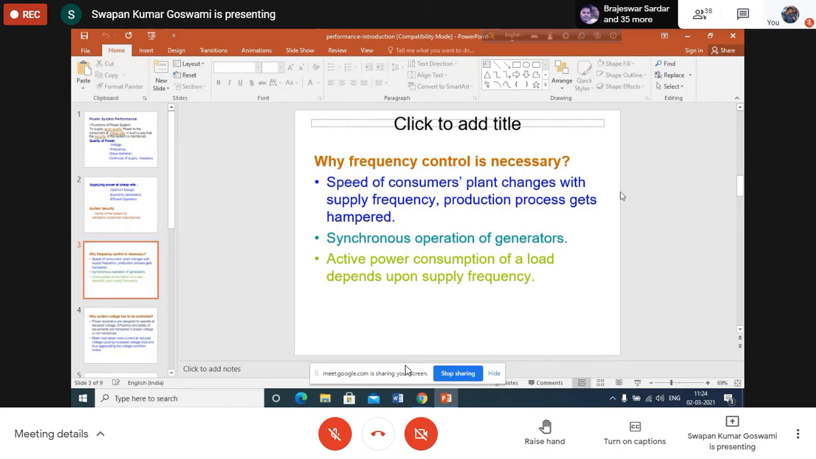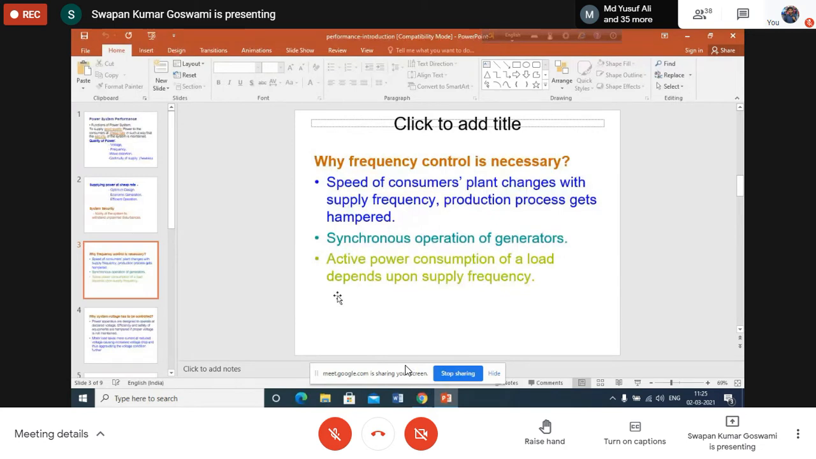Then there is a third reason. Active power consumption of a load depends upon supply frequency. Can you understand this point? Why will the active power consumption of a load depend upon the supply frequency? Any idea or any explanation to it?